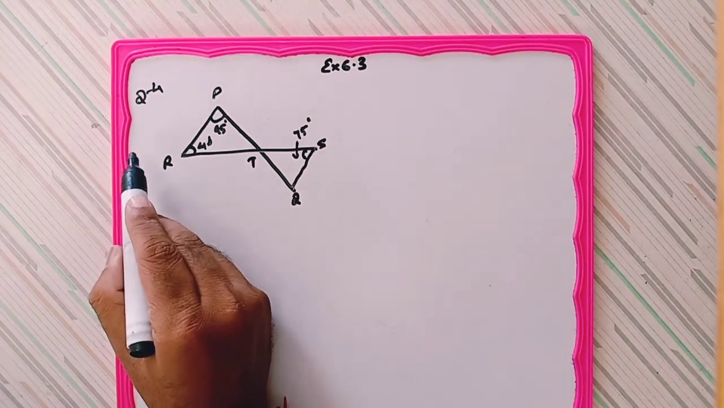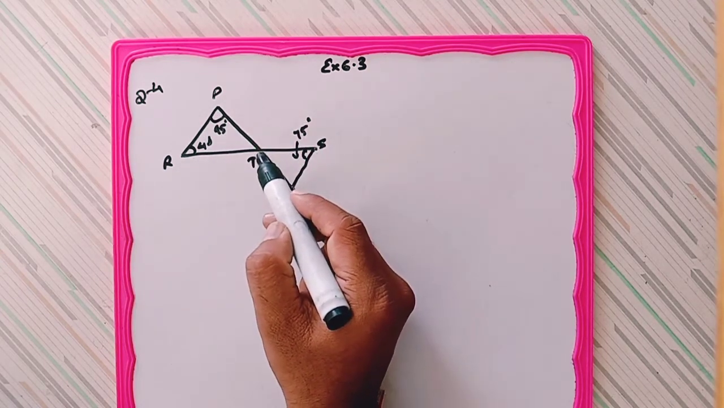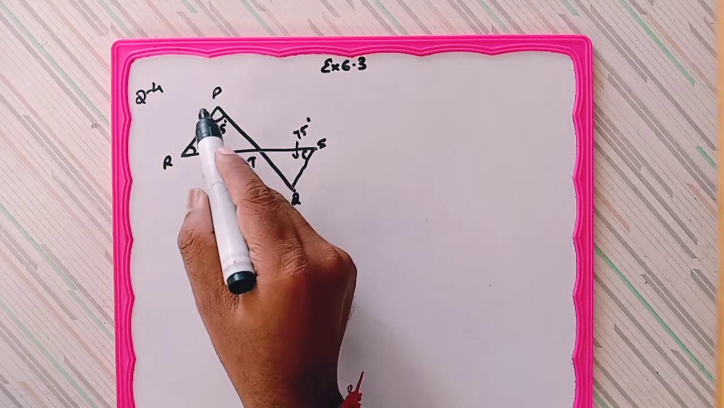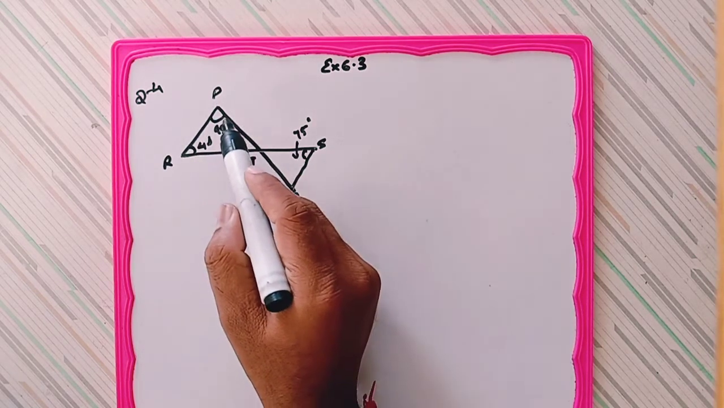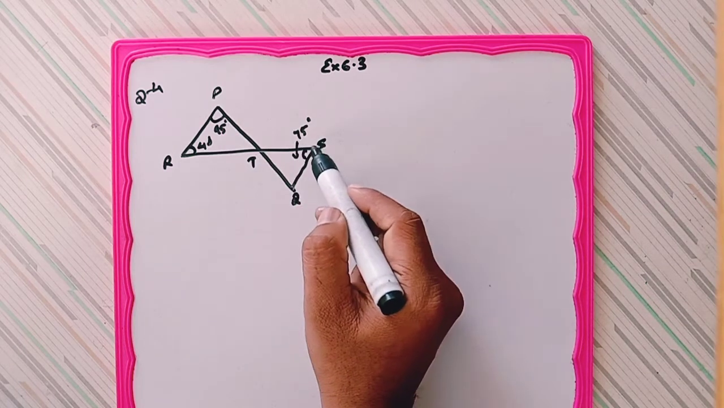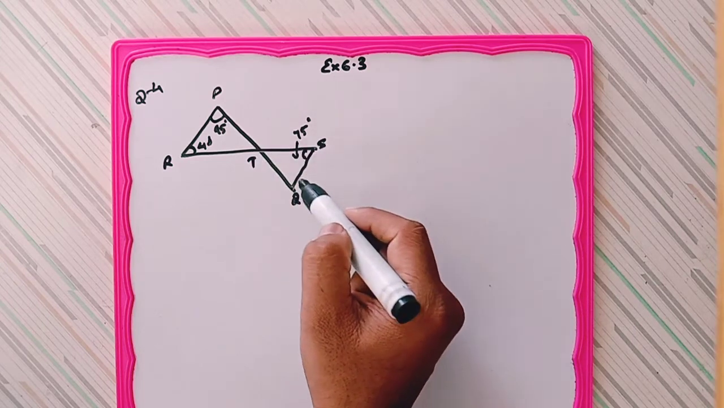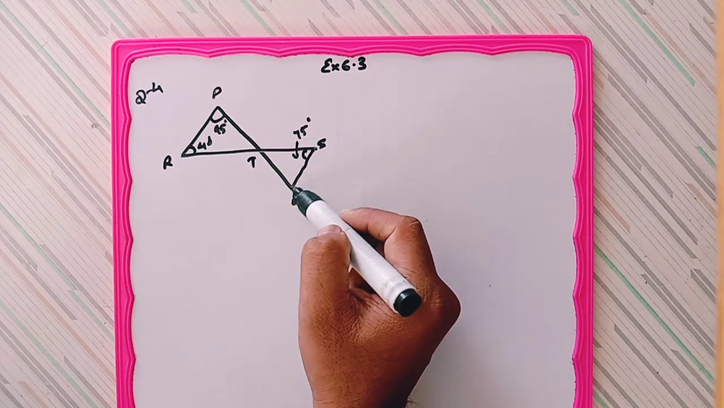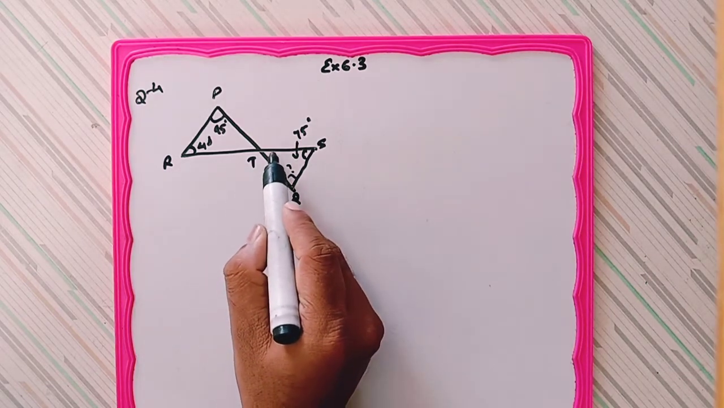Question 4: we have PQ and RS lines intersecting at T, such that angle PRT is 40 degrees, angle RPT is 95 degrees, and angle TSQ is 75 degrees. Then find angle SQT. So first we have to get this angle.